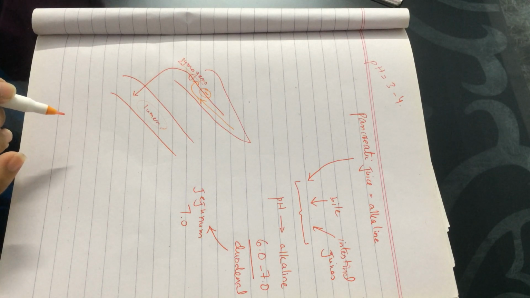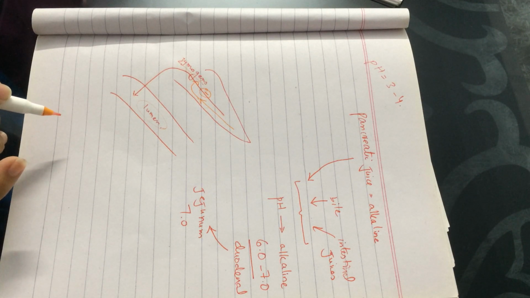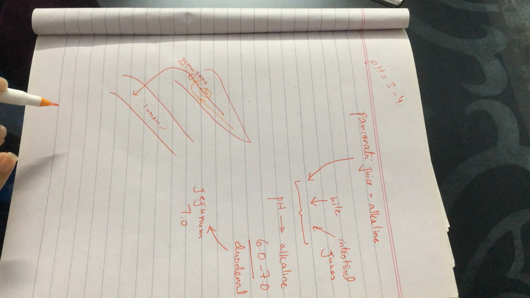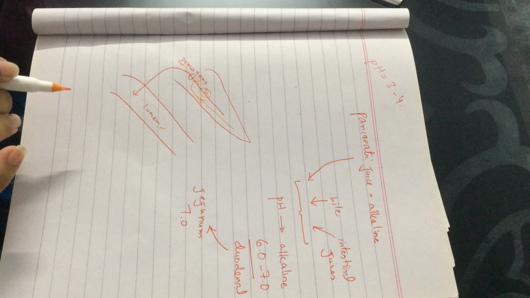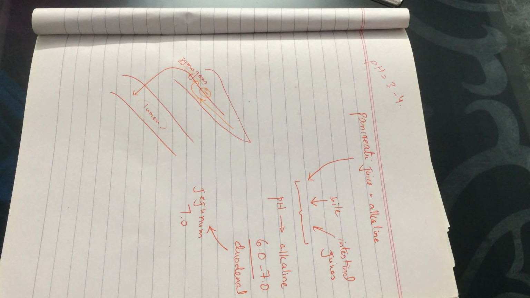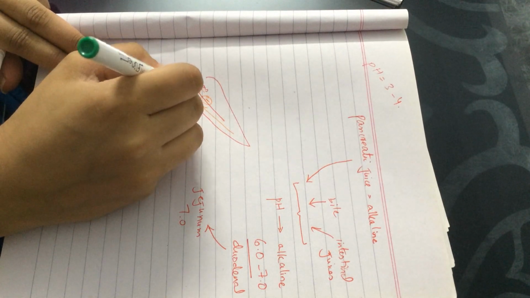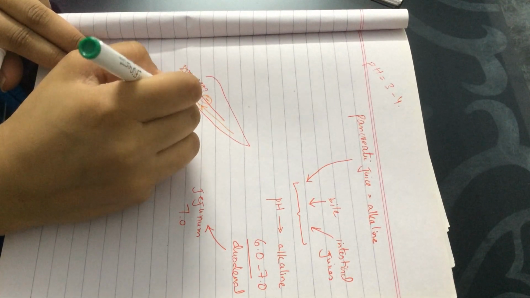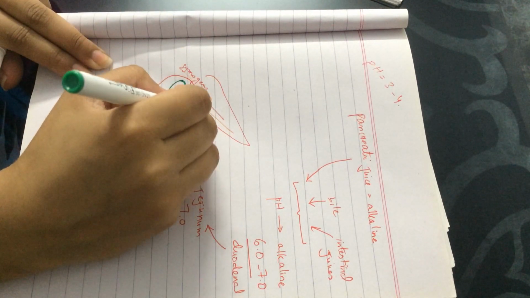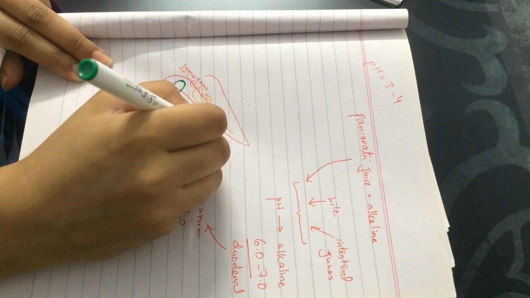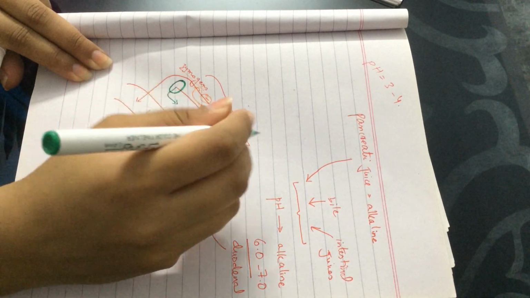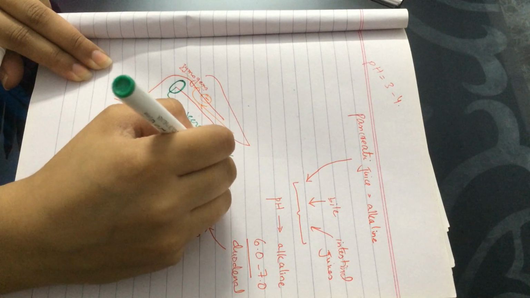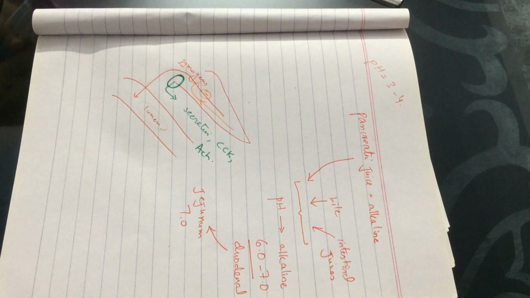Now the regulation of the secretion of pancreatic juice. How can we control the secretion of pancreatic juice? This control is under three agents: secretin, cholecystokinin, and acetylcholine. Secretin.